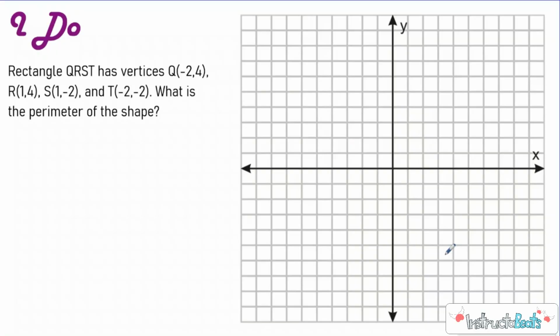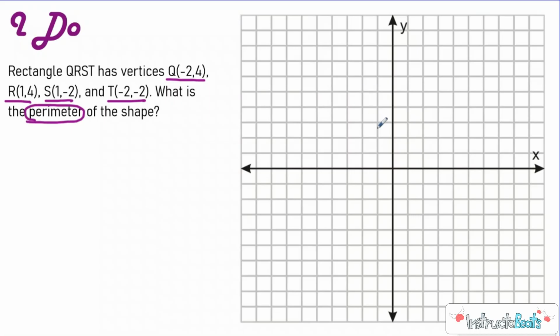All right, so check out this I do problem so you can see how we ask these questions. Again, this is all using the same information that we learned in our previous lesson about finding distances between ordered pairs, but in a little bit different way. First of all, rectangle QRST has vertices Q (-2, 4), R (1, 4), S (1, -2), and T (-2, -2). What is the perimeter of the shape? We know perimeter is the fence that goes all around, so we're going to add up the distances of all the sides to find the perimeter.